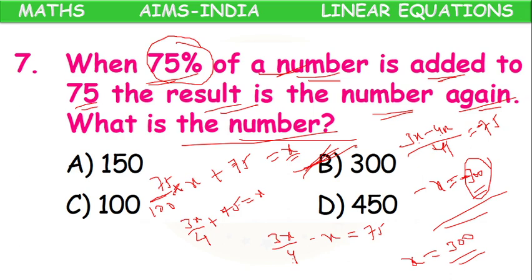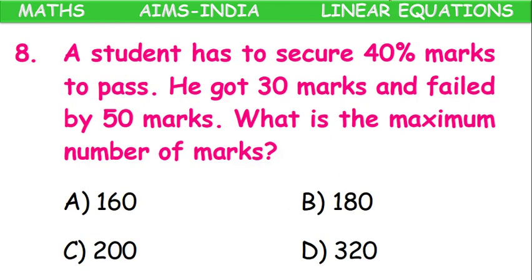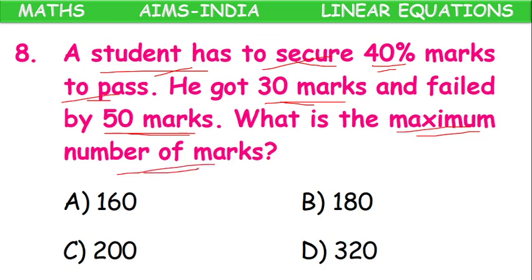One minute, children. Next. A student has to secure 40% marks to pass. He got 30 marks and failed by 50 marks. So what is the maximum number of marks?